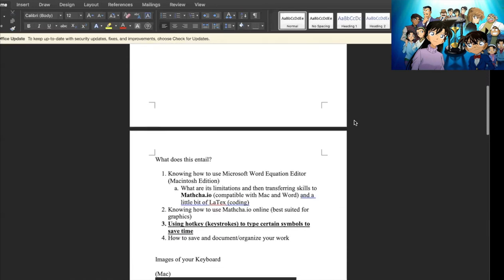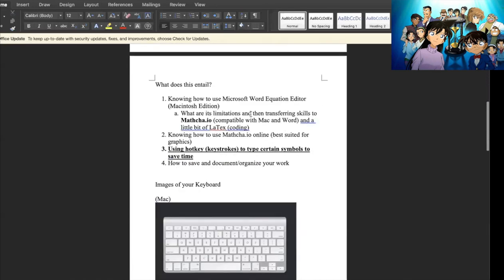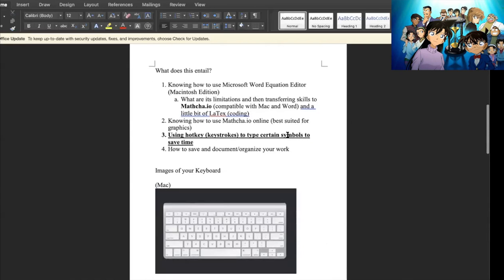So I already mentioned the tools we'll be looking at, but the majority of what this series will entail is how to type out quick hotkey keystrokes to type out symbols and equations and to save time as you're compiling them. And finally, how to save and organize documents in whatever interface you're using.